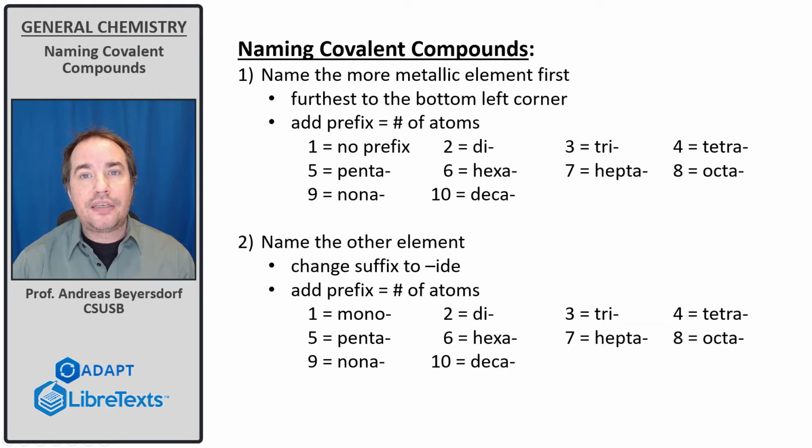Now, the prefixes vary for the first and the second. So for the first one, if there is only one of that element, we do not include a prefix. And then for two, we call it di, tri, tetra, penta, hexa, hepta, octa, nona, and then deca. For the second element, the last element in the compound, there we have the same prefixes, except if there's only one of that, we include a mono.